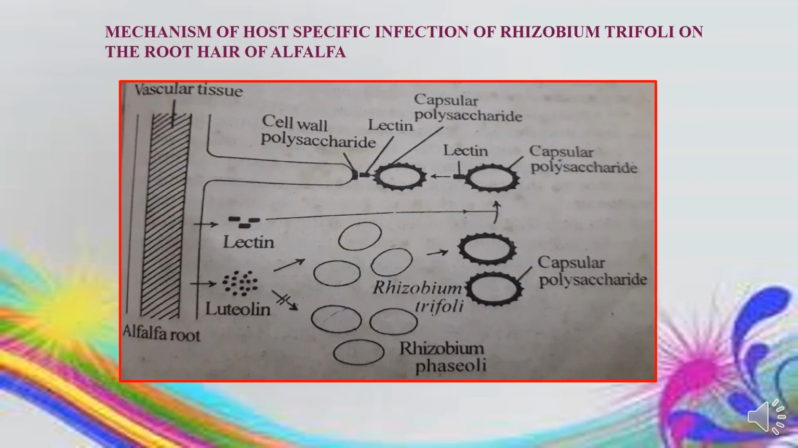This slide shows the mechanism of host-specific infection of Rhizobium trifolii on the root hair of alfalfa. In most cases, the host determinant compound is a capsular polysaccharide, in short, CP. The lectin produced by the legume root has an affinity to the capsular polysaccharide. Therefore, it binds with the capsular polysaccharide of the specific Rhizobium species, and the other end of the lectin binds with the cell wall polysaccharides of a root hair. Here, lectin acts as a bridge molecule. After recognition, this Rhizobium infects the root hair.